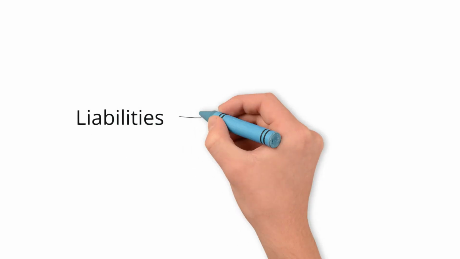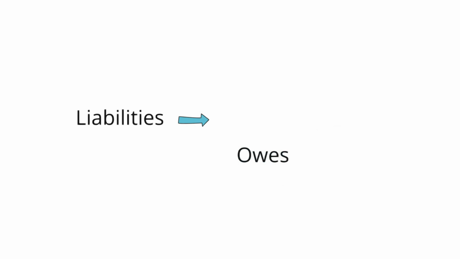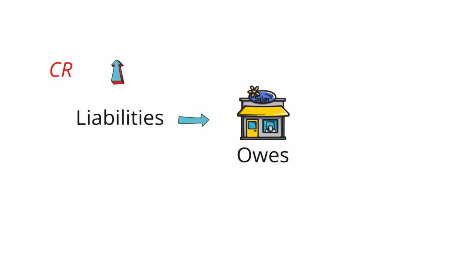Liabilities. Liabilities are anything owed by the business, like creditors, loans, etc. These are owed by the business to outside parties. So the normal side is credit. When liabilities increase, it increases what is owed by the business. Therefore, any increase in liabilities is a credit. When liabilities decrease, it decreases what is owed by the business. And therefore, any decrease in liabilities is a debit.